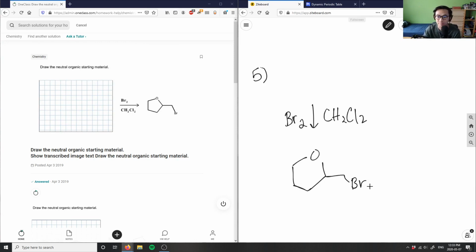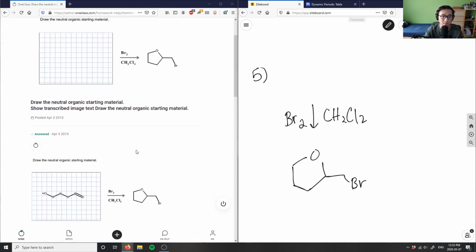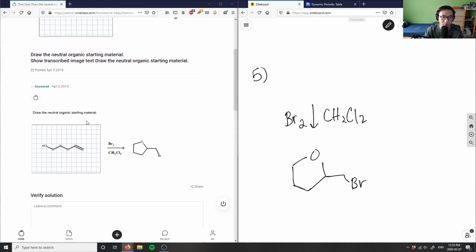So basically it's asking us, what is our neutral organic starting material if I'm given this final material here, and I have these reagents, right? I have Br2 and CH2Cl2. So let's look at the answer here, and it's saying that you need this guy to make this, right? So what does that mean?